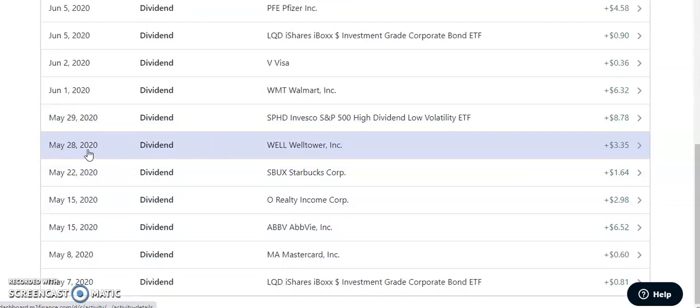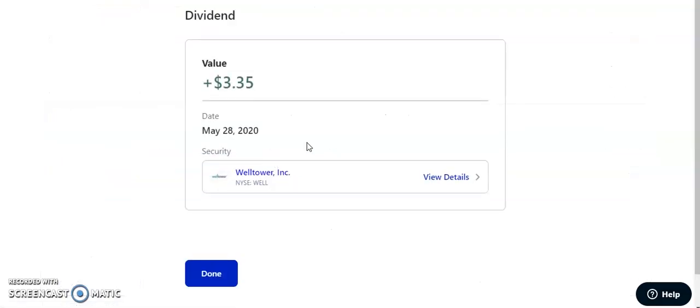Next up, we have another REIT. So this one is going to be May 28, 2020. Ticker symbol WELL, which is Welltower. Welltower, just like ticker symbol O, one of my favorite REITs. I love all my REITs actually. Welltower, Realty Income, and Store Capital. Those are the three I own, and I believe I own another one. I think the ticker symbol is UHT. But this one paid us out $3.35.